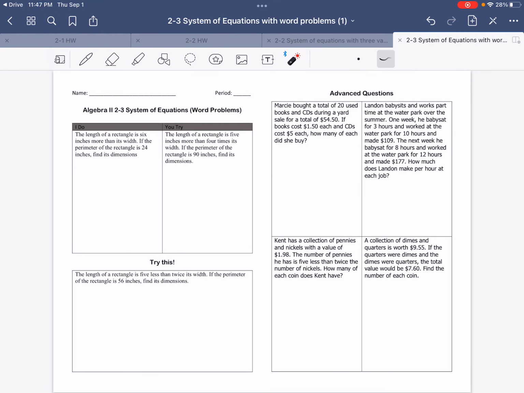Hello guys, this time I will go over this system of equations with three variables. It's pretty easy, okay? I will not go over these two. I will just go over this one. But it's the same concept, so if I do this, you should be able to do this too, okay?